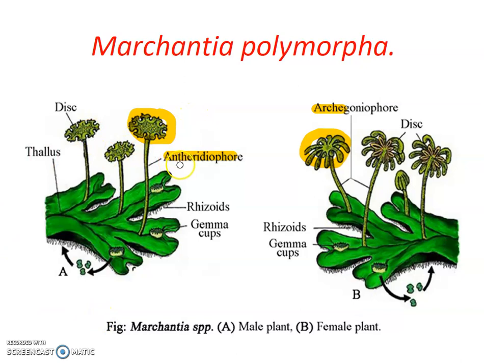The antheridiophore produces sperm and the archegoniophore produces archegonium, and in the archegonium eggs develop.